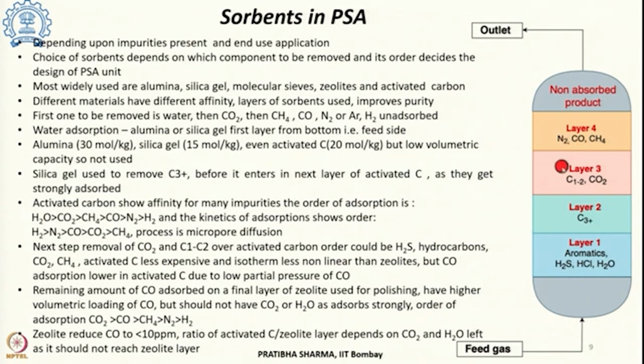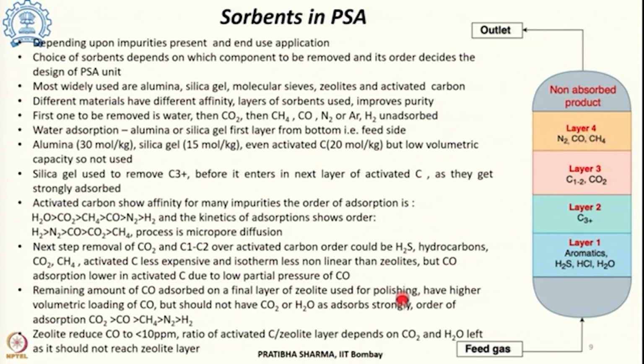So, as such the CO2 and moisture should not reach this layer 4. Now, what will happen if carbon dioxide or moisture reaches it? It will form a strong bond, and then we will require very high temperatures to remove it, or very low, vacuum pressures. So, in order to avoid that, the ratio of the layer thickness of activated carbon and zeolite is selected in a manner that CO2 and H2O do not reach this zeolite layer.